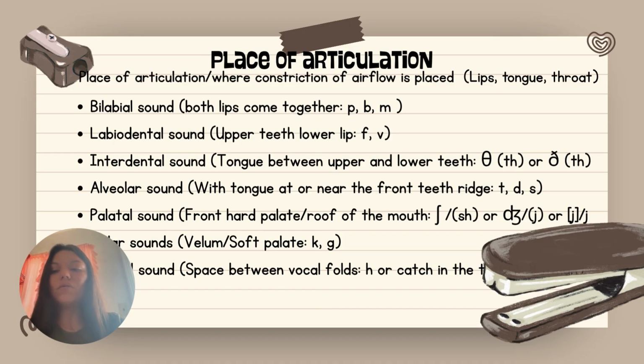Velar sounds are produced at the velum or the soft palate, as in the phonemes k and g. Finally, glottal sounds are created in the space between the vocal folds, as well as something the author described as a catch in the throat, as in the word Batman.